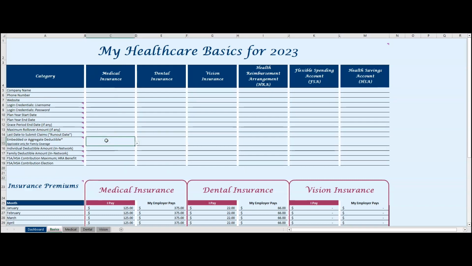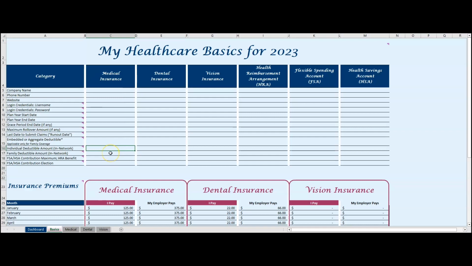The next row is embedded versus aggregate deductible. This will be applicable for your insurance plans and sometimes your HRA. If you are the only person on your insurance plan, then you can completely disregard this row and just type in your individual deductible amount. Your individual deductible amount is the amount of expenses you have to pay for yourself before coinsurance kicks in or before your employer starts paying for expenses in your HRA.